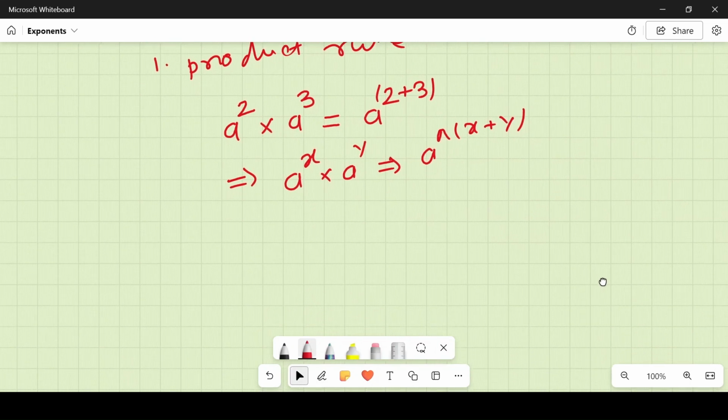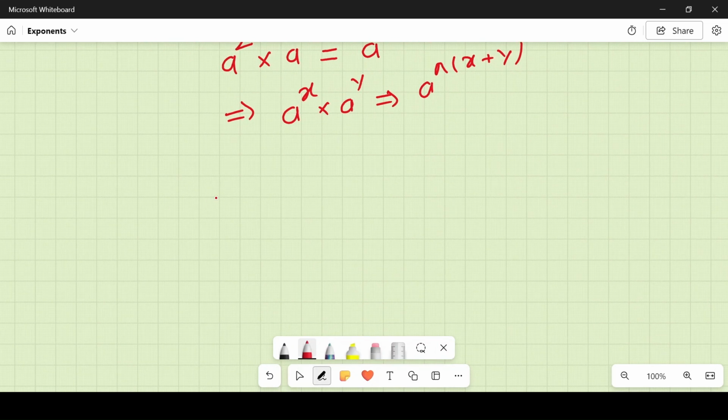Let's see with an example. I have a base of 2 raised to the power 2, and multiplying the same base 2 raised to the power 3. Then according to our formula, it would be base 2 and the summation of exponents, it would be 2 to the power 5, that is 32.